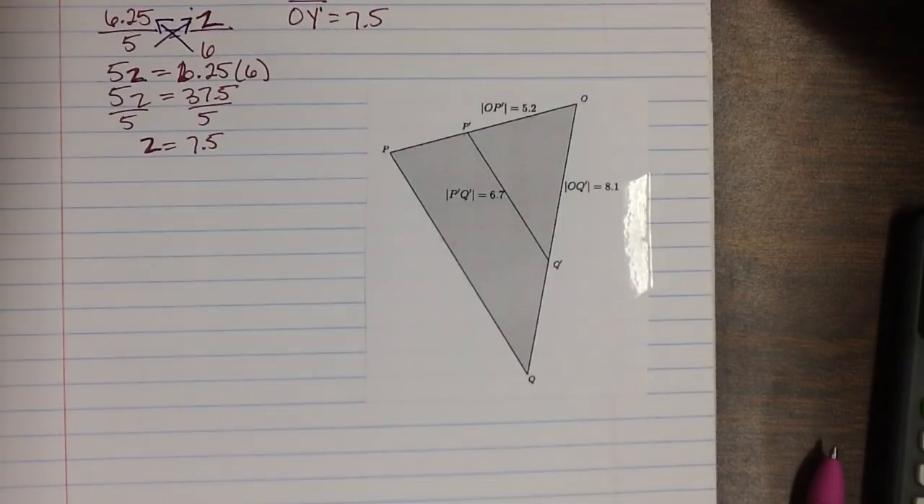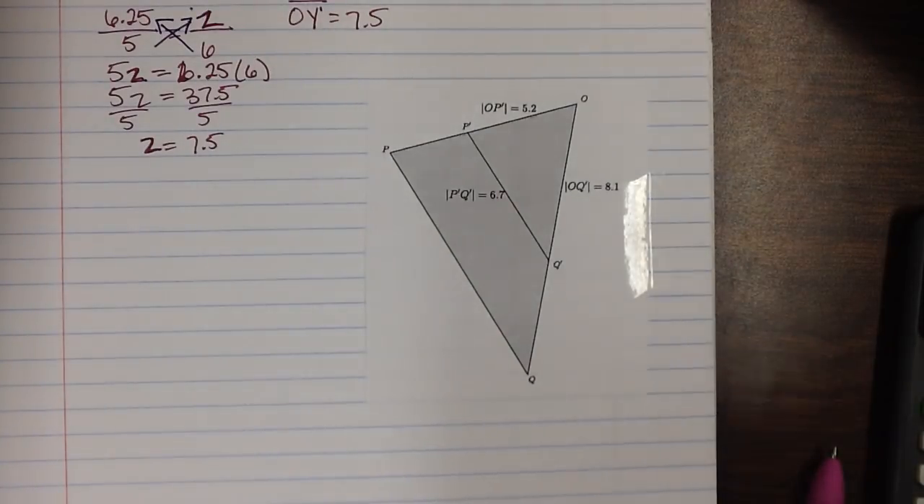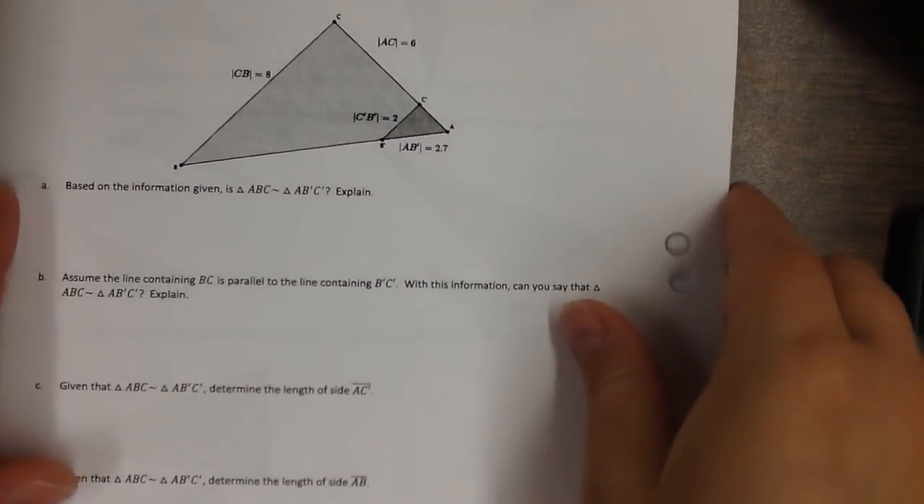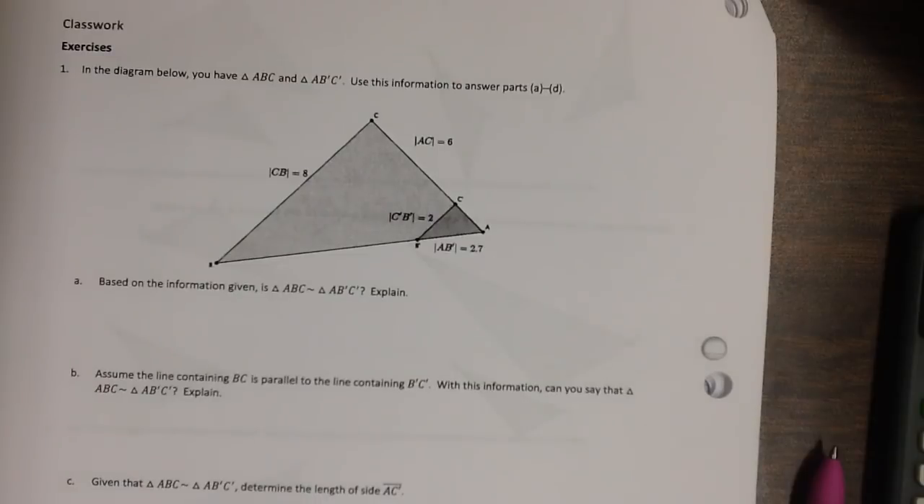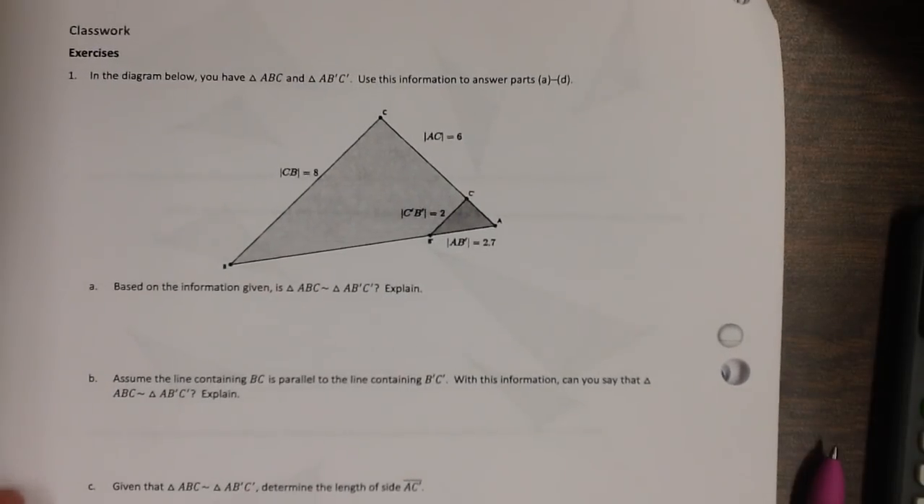Okay, so now we're going to jump into your exercises, and we're going to work through the examples. I think there's 3 examples, real quick, and then get you on your way. So in the diagram below, you have triangle ABC and triangle A'B'C'. Use the information to answer parts A through D.